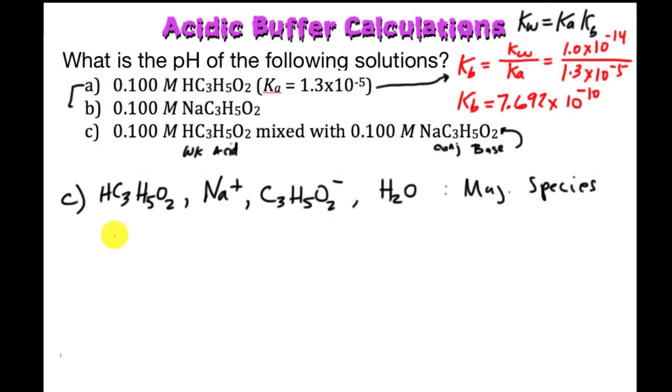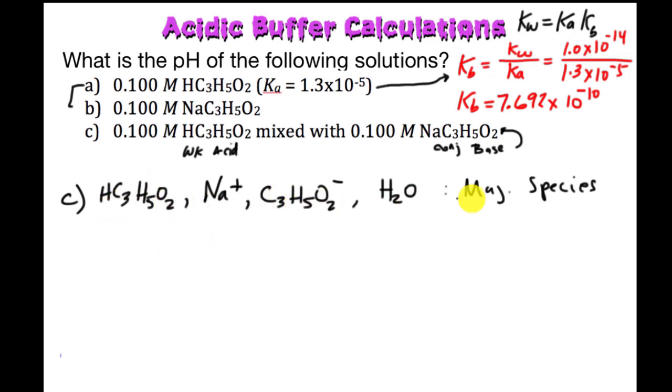Just like in the other problems, I'm listing my major species. What do I have when I put these two together? One of the biggest things students do is overlook the fact that I have a buffer. A weak acid and its conjugate base is a red flag that you have a buffer, so you need to recognize that first. What students tend to do is try to react these two together in a chemical reaction, and that's not what's going to happen. They're not going to react together. They're going to reach an equilibrium because they have a common ion.